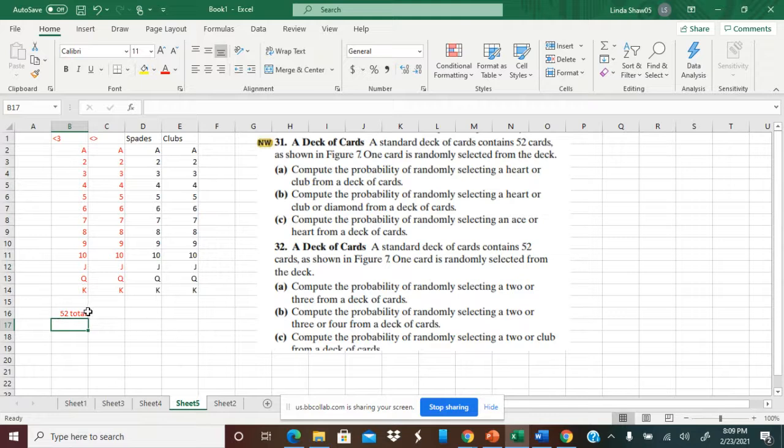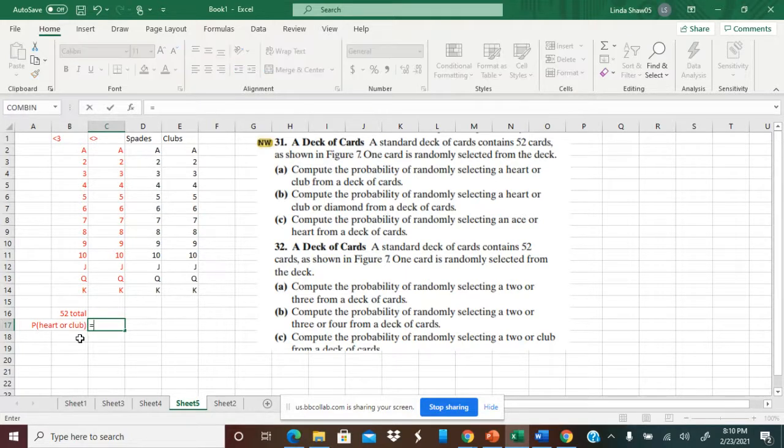Now, how many hearts are there? There are 13. And how many clubs are there? There are 13. Lori, I hope you're listening, because if you're a heart, you're not a club, and if you're a club, you're not a heart. So those are disjoint. They don't overlap. And so what you get there is 26 divided by 52, and that's going to be 1/2, or 0.5.